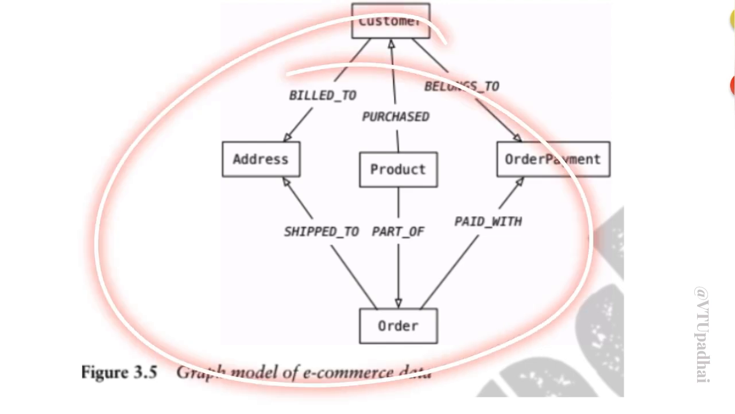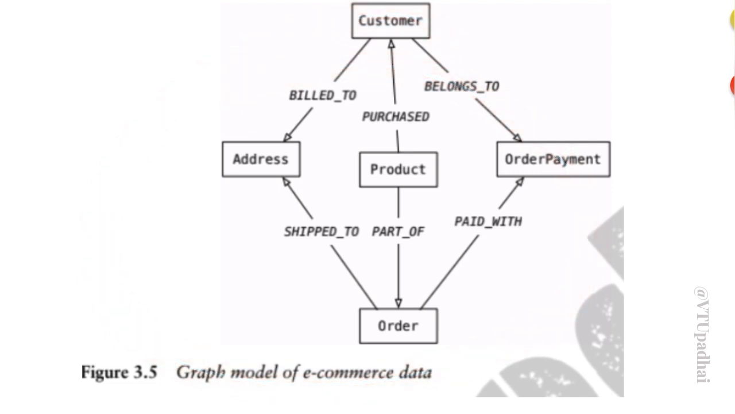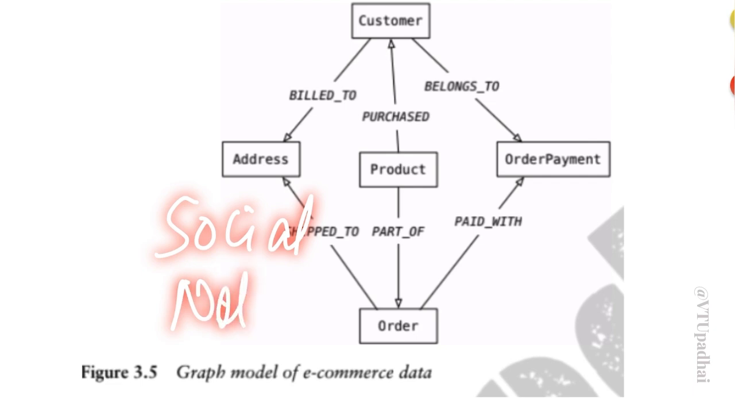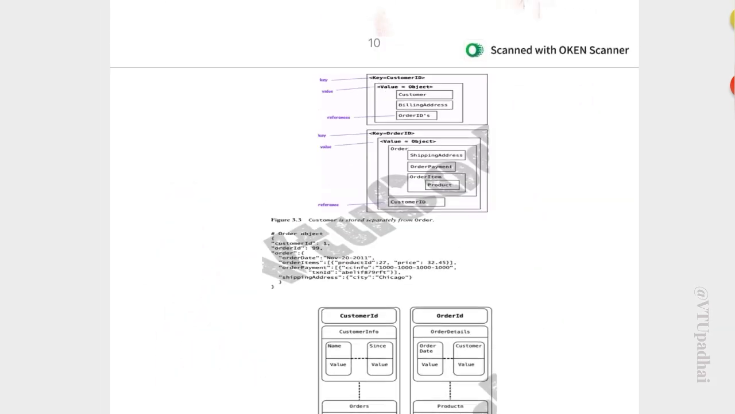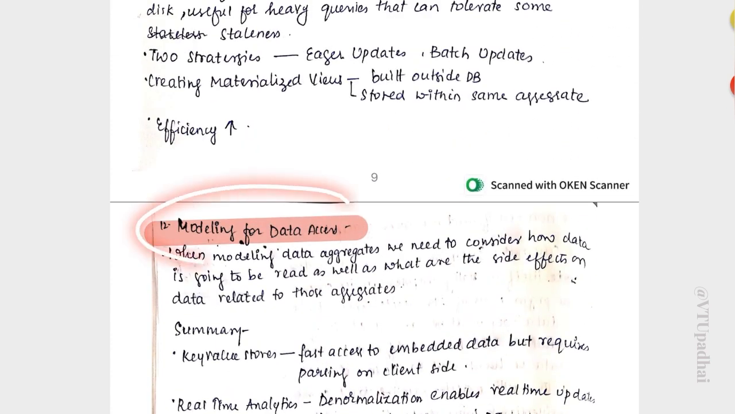So this is very efficient for use cases like recommendations or finding patterns, social media, social networking and all those things. So yeah, this is about the modeling for data access.